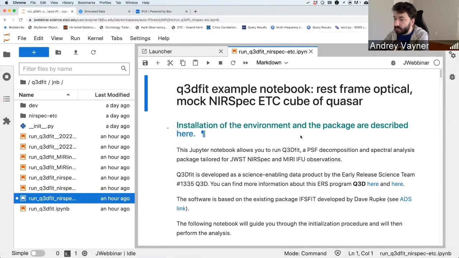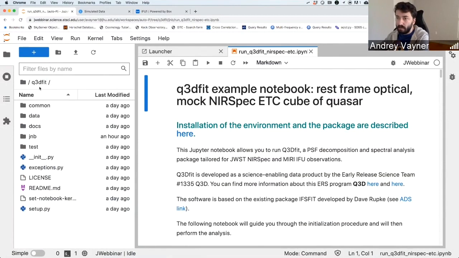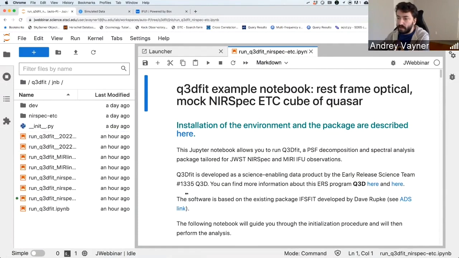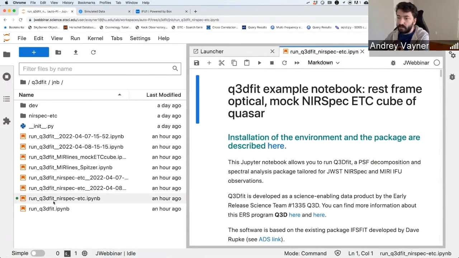This is going to be specific to the NIRSpec instrument. Just for reference, I am in the q3dfit directory, and then I'm going to the Jupyter Notebook directory, and the file that I'm opening is this run q3dfit NIRSpec ETC example.